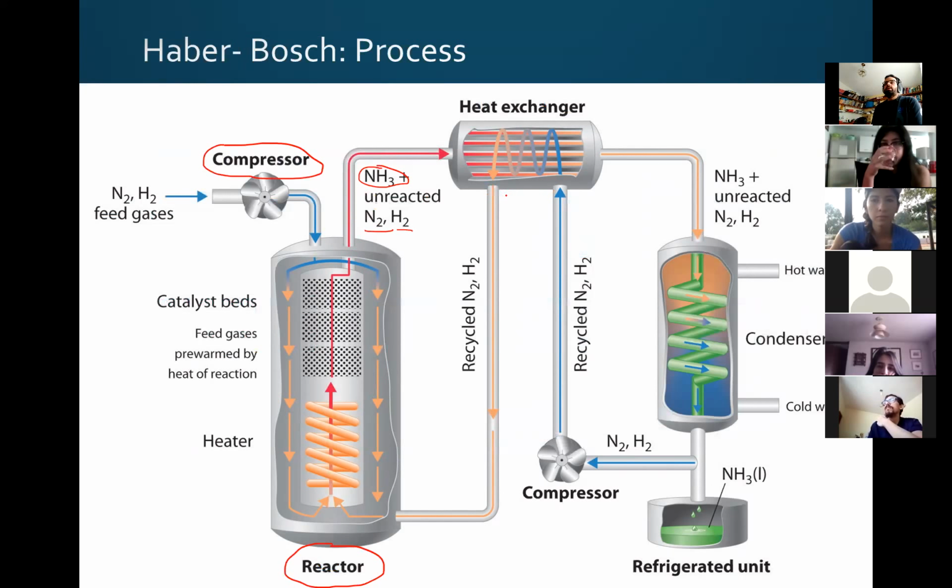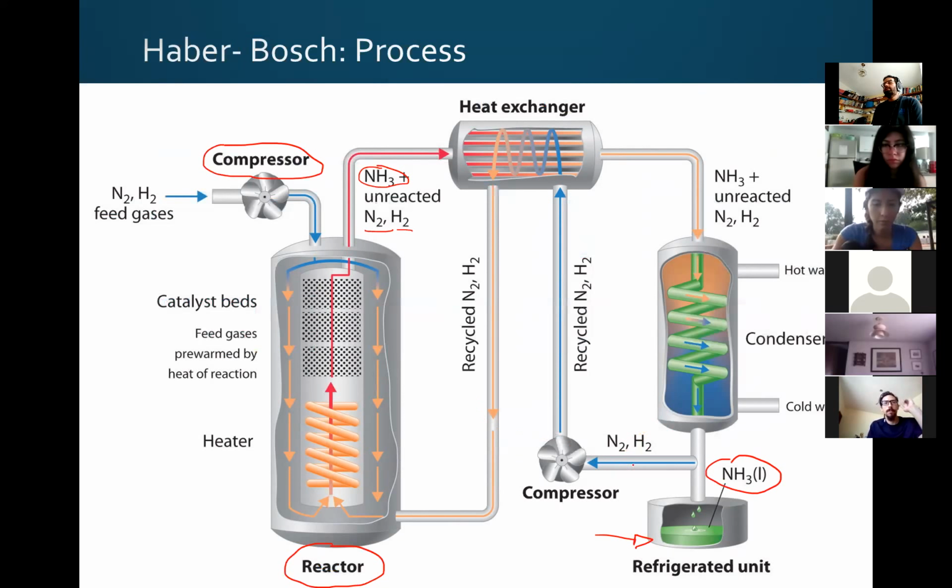Those we pass through a heat exchanger where we reduce the temperature of the gases, and then through a condenser where we reduce the temperature further, to around 260 Kelvin. At that temperature the NH3 liquefies, or condenses, and we can collect it in a refrigerated unit underneath. All the gases that didn't react, because they are gases and have a low density, we can recycle to the reactor.